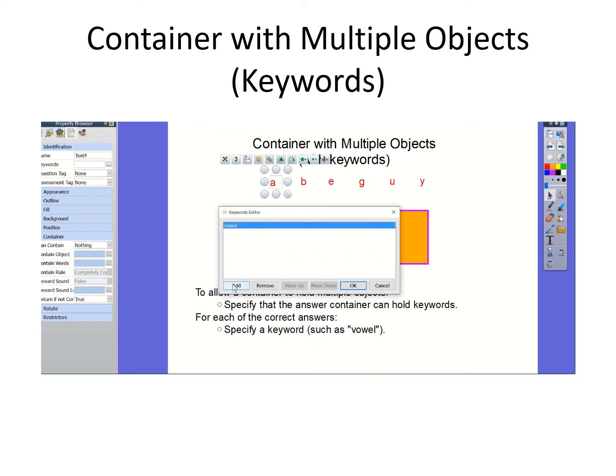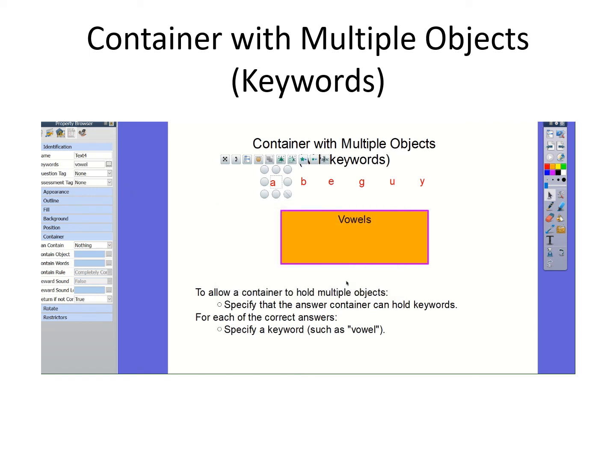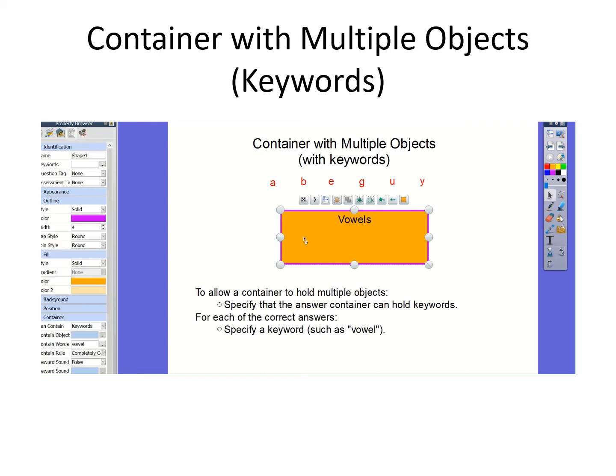When I type the word vowel, this keyword has to match the keyword that is contained as a proper answer in this answer area, in this container. This is looking for the word vowel. When I go up to this letter A, I go up into identification. It contains the word vowel, so it will fit in here.